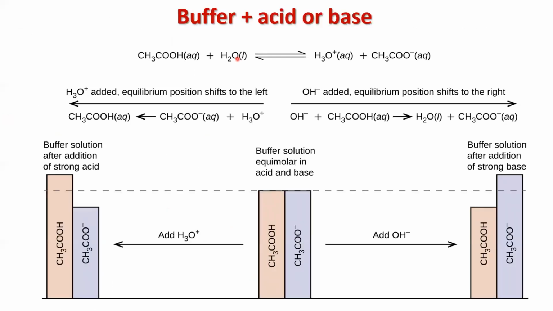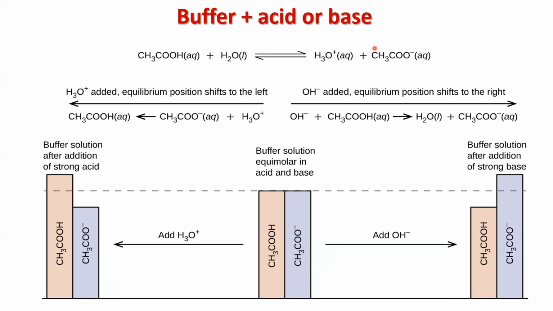We have a buffer solution, and let's say that this is our buffer solution here. We've got acetic acid reacting with water, producing hydronium ions and acetate ions. This is a buffer solution because it contains a weak conjugate acid-base pair. By definition, buffers resist changes in pH when limited amounts of acid and base are added to them.